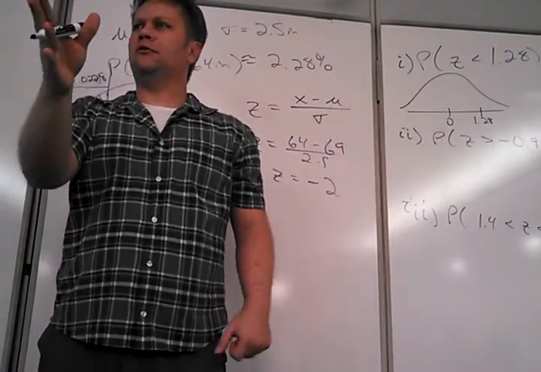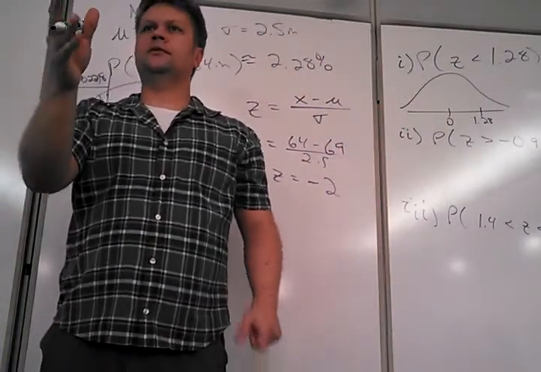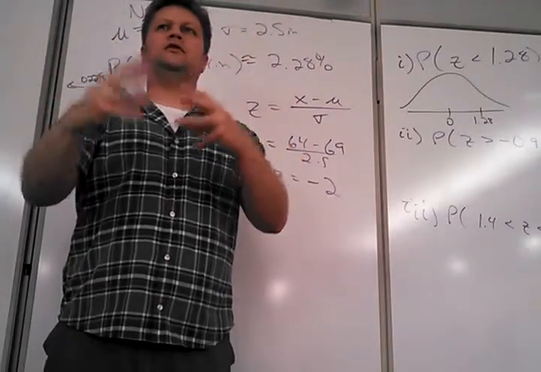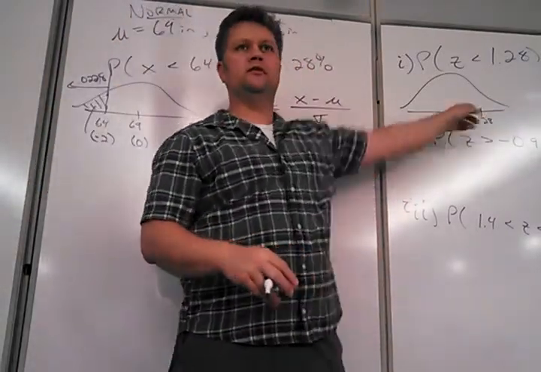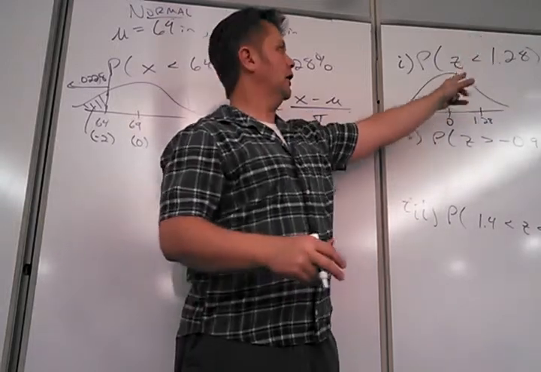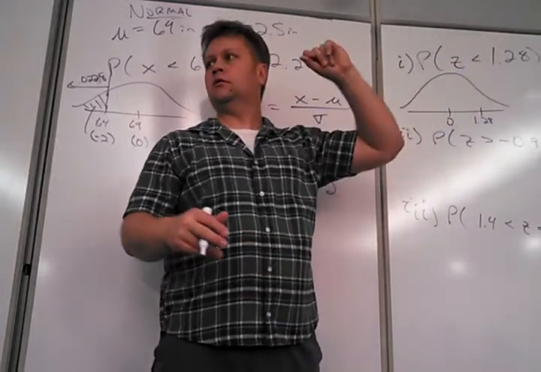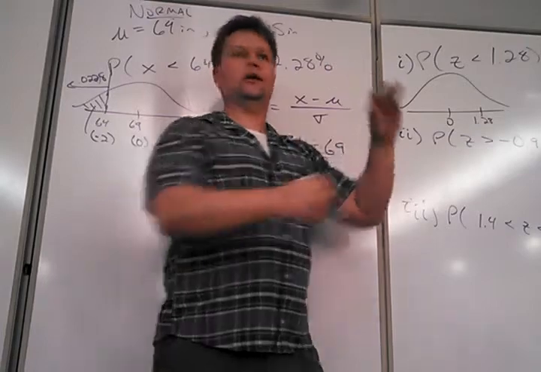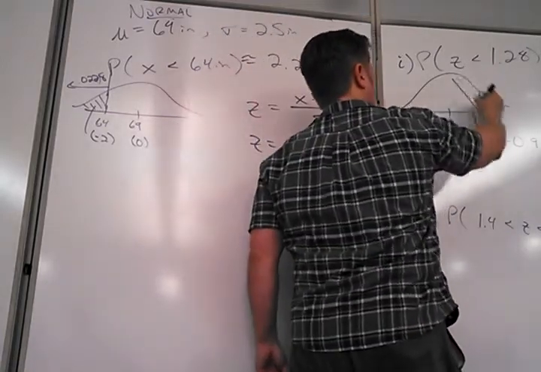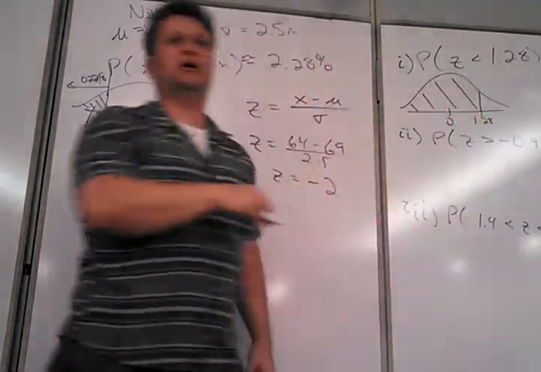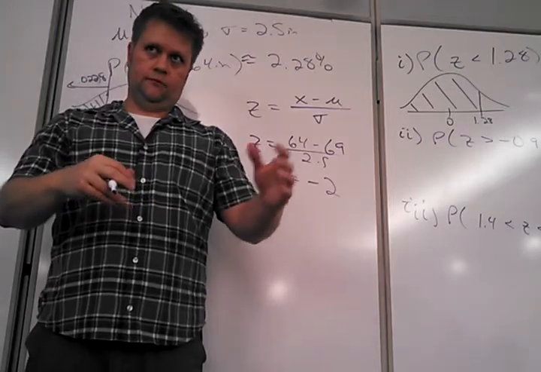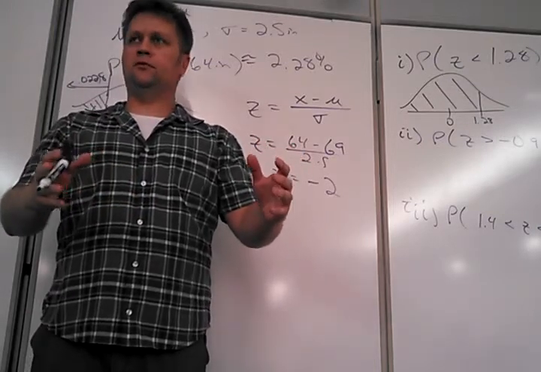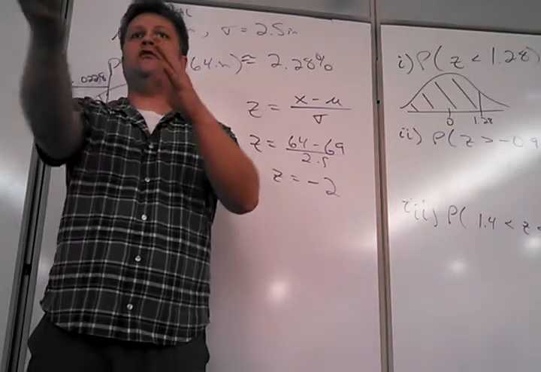What area, where would I shade? Below 1.28. I like it. So I want this area. So I know the answer is definitely going to be bigger than what? It's definitely more than half. That picture is more than half the picture, right? It's way up, 1.28 steps up. So it should be a relatively small amount up there, so there should be a big amount down there.